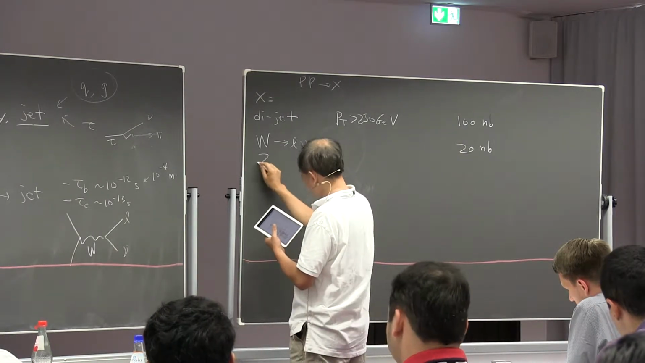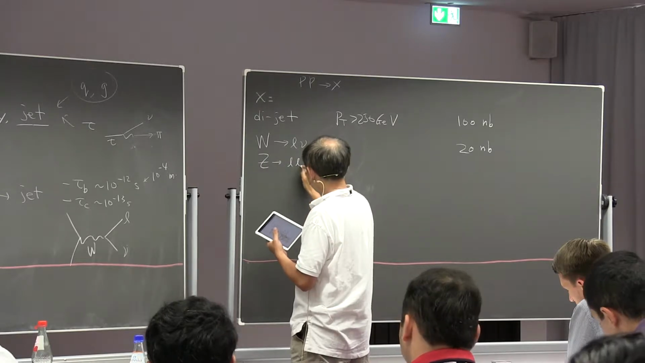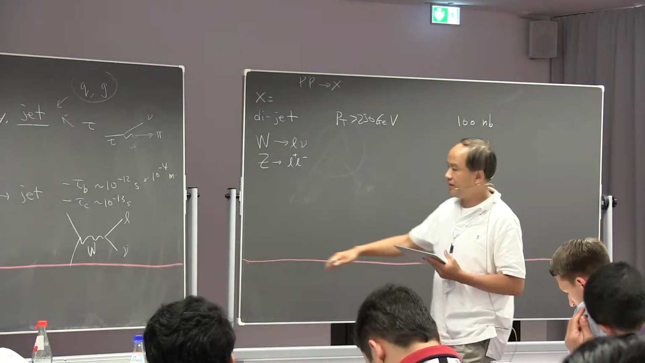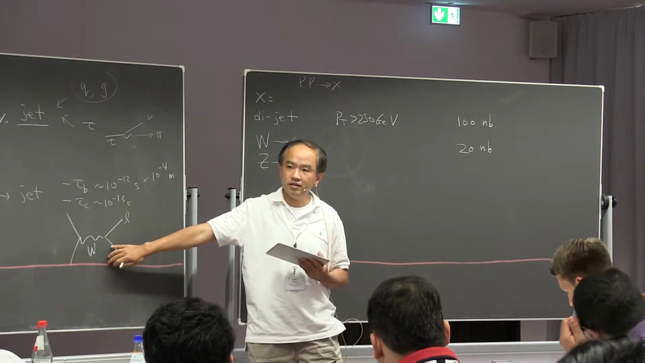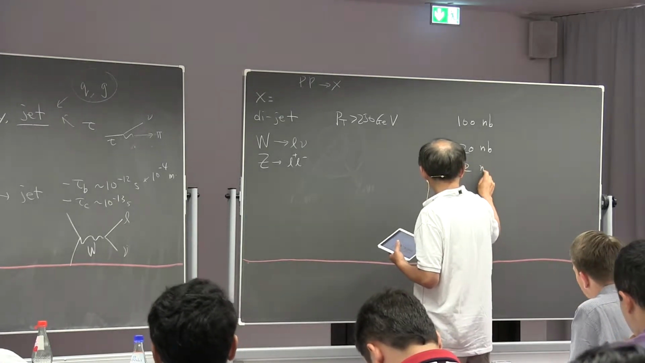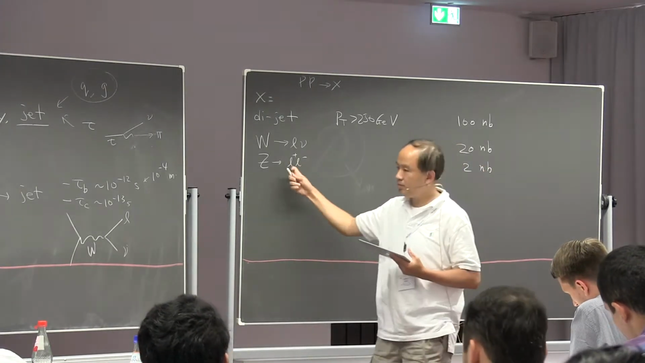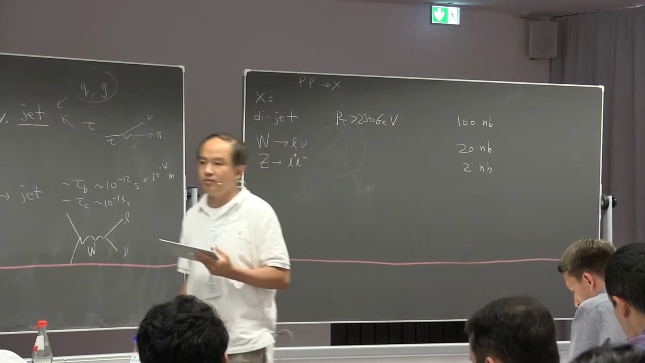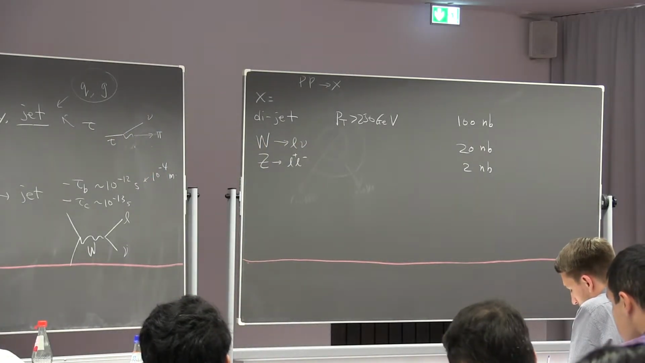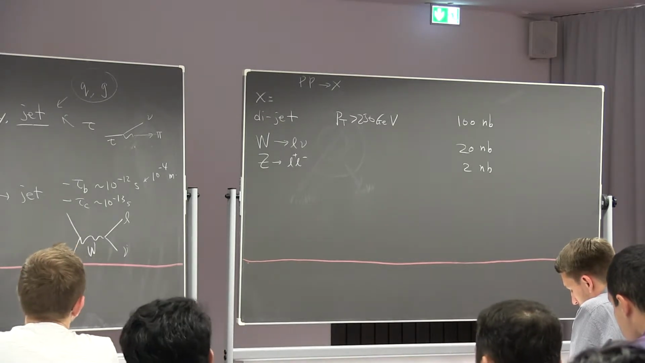And the Z to L plus L minus. Okay, that's also 2-to-1, and so it's a very similar cross section thing like this, but this is 2 nanobar. Okay, it's smaller, mostly because the lepton has a smaller branching ratio. W to lepton is 20%. The Z to lepton is 5%.